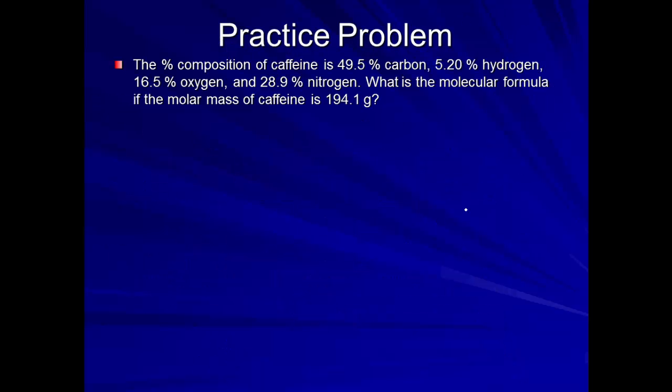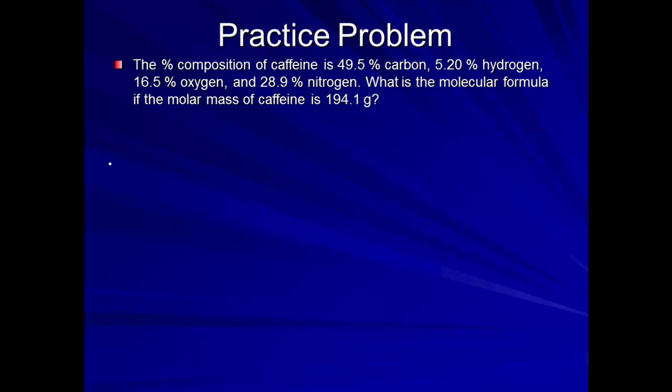Okay, we're going to do a couple more problems together here to practice this concept. The percent composition of caffeine, which is one of my favorite compounds ever, is 49.5% carbon, 5.2 hydrogen, 16.5 oxygen, 28.9 nitrogen. What is the molecular formula if the molar mass of caffeine is 194.1 grams? So you still begin these problems by doing the rhyme. Percent to mass, mass to mole, divide by least, multiply to a whole.